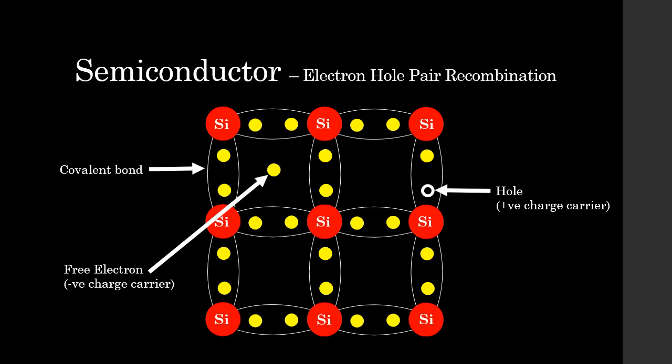Now finally, when an electron fills a hole, it's known as electron-hole pair recombination, and that basically just means exactly what I've said. A negative charge carrier is attracted to and fills a positive charge carrier, which is the hole. And that is electron-hole pair recombination.